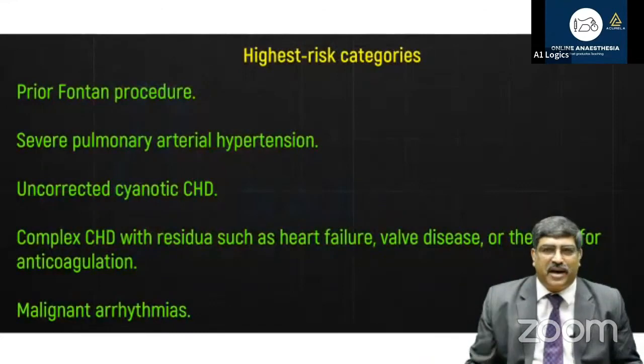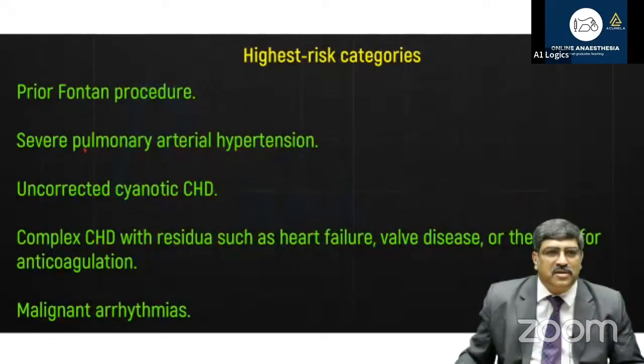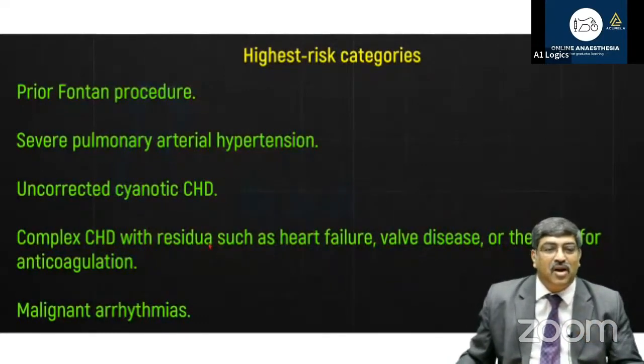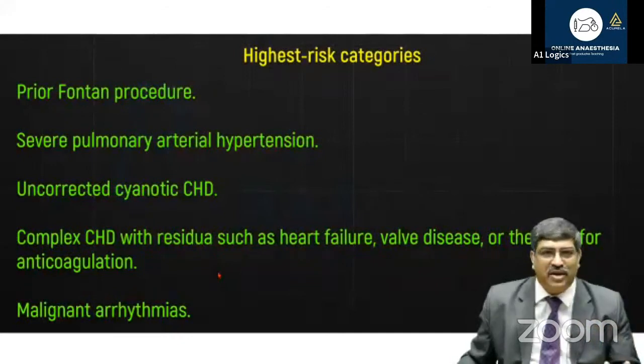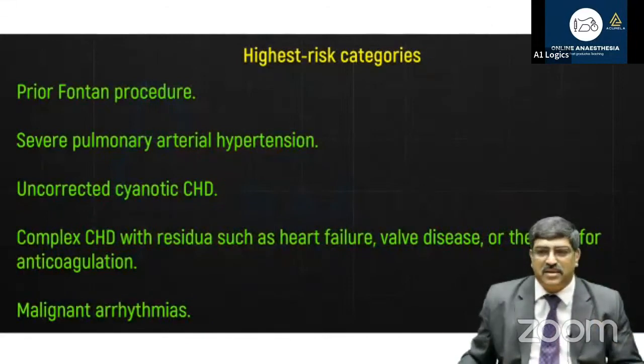There are 3 risk categories. The highest risk categories are severe pulmonary artery hypertension, uncorrected cyanotic congenital heart disease, complex congenital heart disease with residual lesions like heart failure, valve disease or the need for anticoagulation, prior Fontan procedure for single ventricle physiology, and malignant arrhythmias.